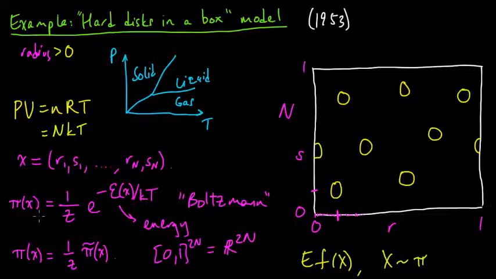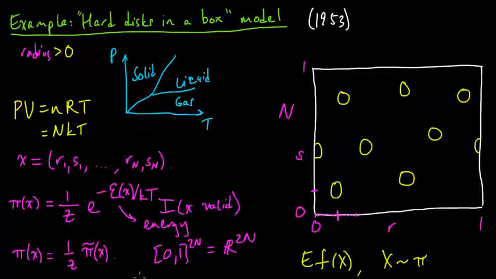And pi is this Boltzmann distribution. Oh, and I forgot one important thing here. An important part of this distribution is the support. X has to be valid. So we put this indicator function here. It's 1 over Z e to the blah times the indicator function that x is valid.